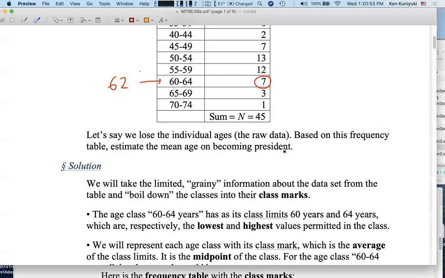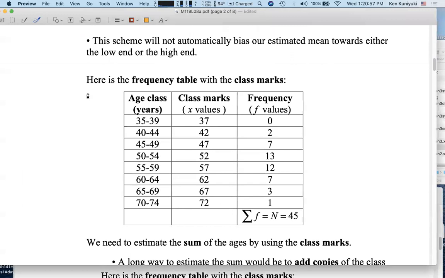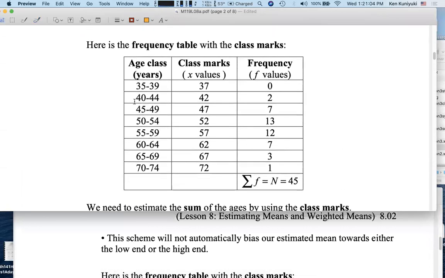Okay, so now let's take a look at these classes and now their class marks. So for the age class 35 to 39 years, we're going to use 37 years as our class mark. Granted, that turns out to be irrelevant because we had 0 ages in this class anyway. For the age class 40 to 44 years, we use 42 years, the class mark. That's the average between 40 and 44.